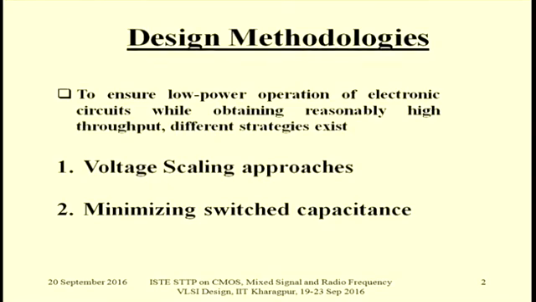There are several aspects to ensure low power operation of electronic circuits while obtaining reasonably high throughput. The first strategy that we shall take is the voltage scaling approach. We know that the dominant component of power dissipation depends quadratically on the voltage, and yet we must see how it can be downscaled without violating the reasonably high throughput goal.